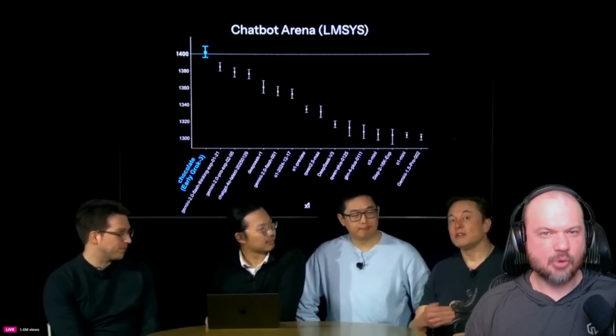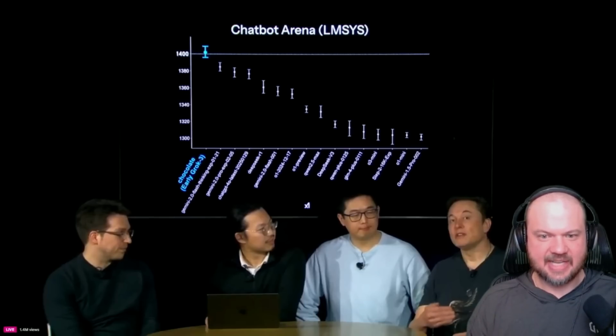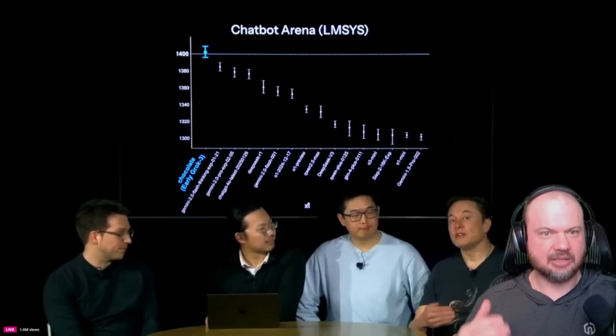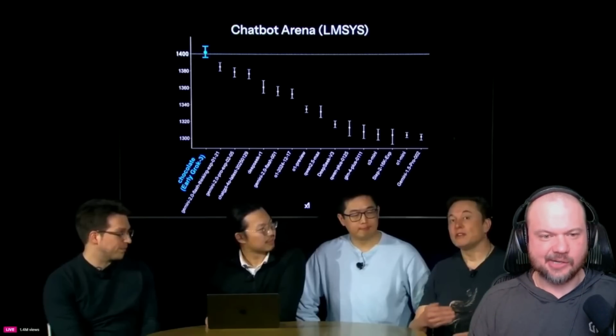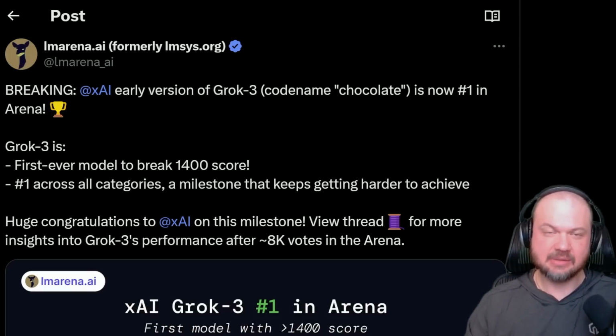Again, I'm not quite ready to call it, but for example, in the Chatbot Arena, the Chocolate model, that was early Grok 3. This is where people test two models side by side blindly. They don't know which one's which. They select the one that they like most. And, you know, Chocolate reigned supreme. Here's the post from Chatbot Arena where all these LLMs duke it out. They're saying that xAI's early version of Grok 3, codenamed Chocolate, is now number one in the arena.